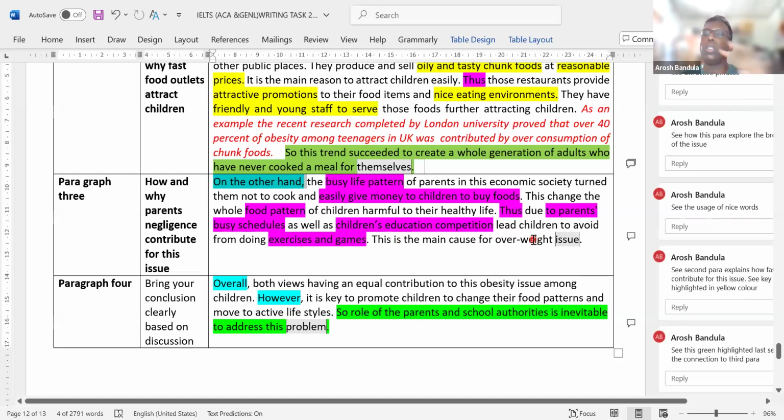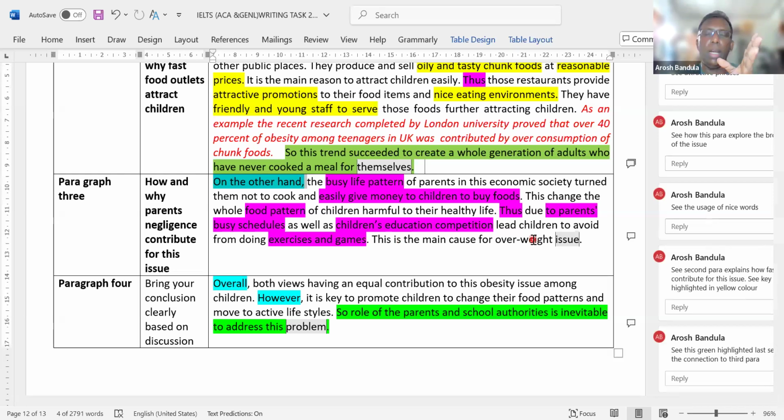So I am showing two things here, not three facts actually, two facts I am showing here. One is parents are very busy. They just give money for their children to buy and eat whatever they want. And the second one is that parents are very busy and they don't promote their children to do exercises and games. So those are two reasons. If you need some more reasons, we can put another one also. But here I properly highlighted two main reasons.